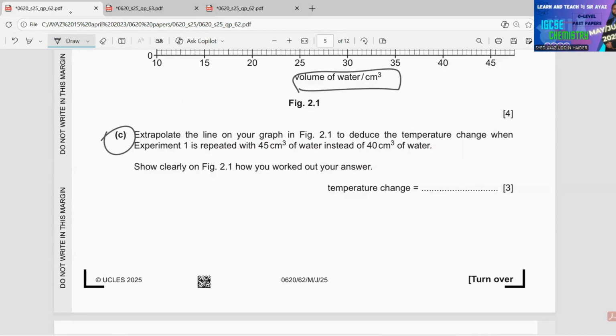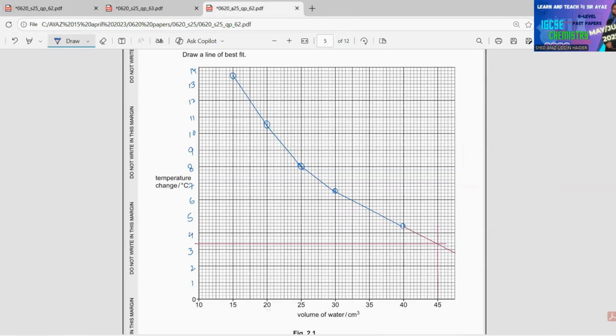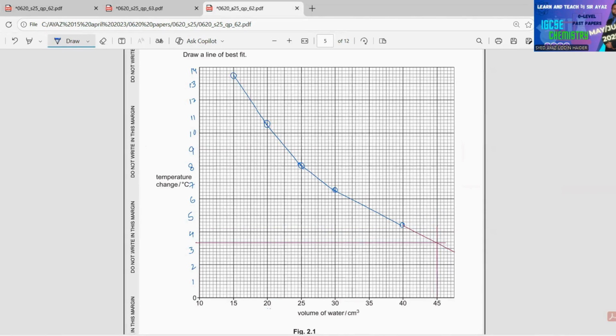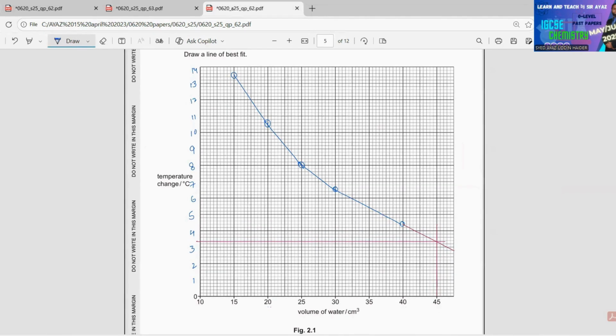Use the line on your graph in figure 2.1 to deduce the temperature change when experiment 1 is repeated with 45 cm³ of water instead of 40 cm³ of water. Show clearly on figure 2.1 how you worked out your answer. So if you look at this for 45, you see the temperature change is 3.5.